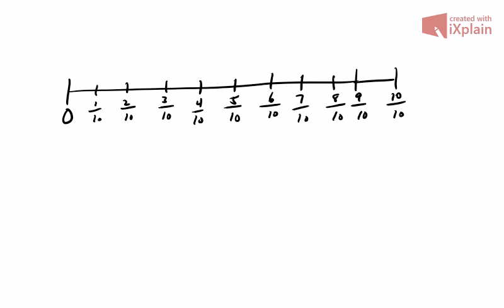Then I'm going to reduce down to lowest terms. 2/10 will break down to 1/5. 4/10 will break down to 2/5. And 5/10 will be 1/2. 6/10 will be 3/5. And 8/10 will be 4/5. And 10/10 will be 5/5 or 1.